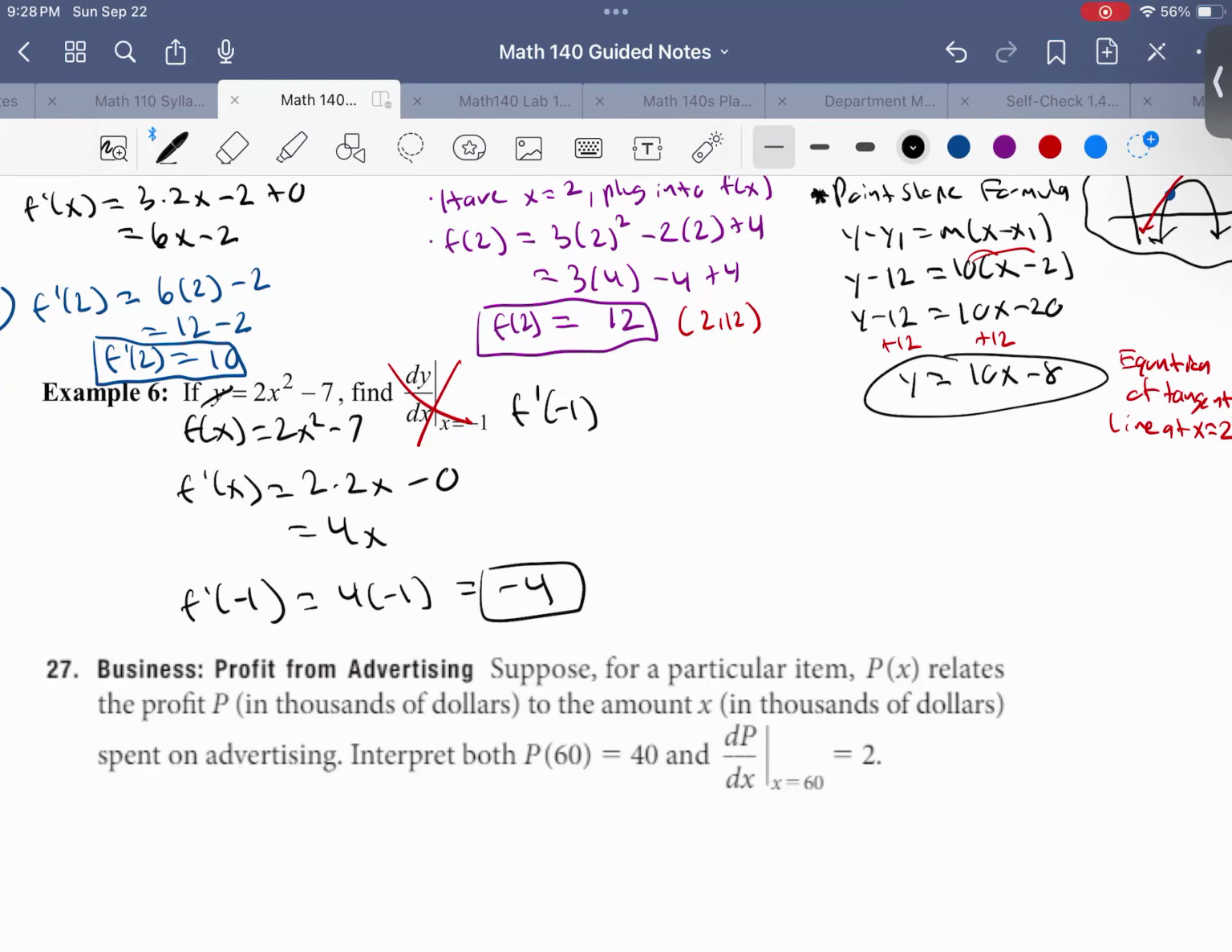Okay. Excuse all the, let me clean up this a bit. But yes, I don't like that annotation too much. Just f of x equals 2x squared minus 7, and then f prime of -1. Finding it at -1. Okay, so that is some evaluation.